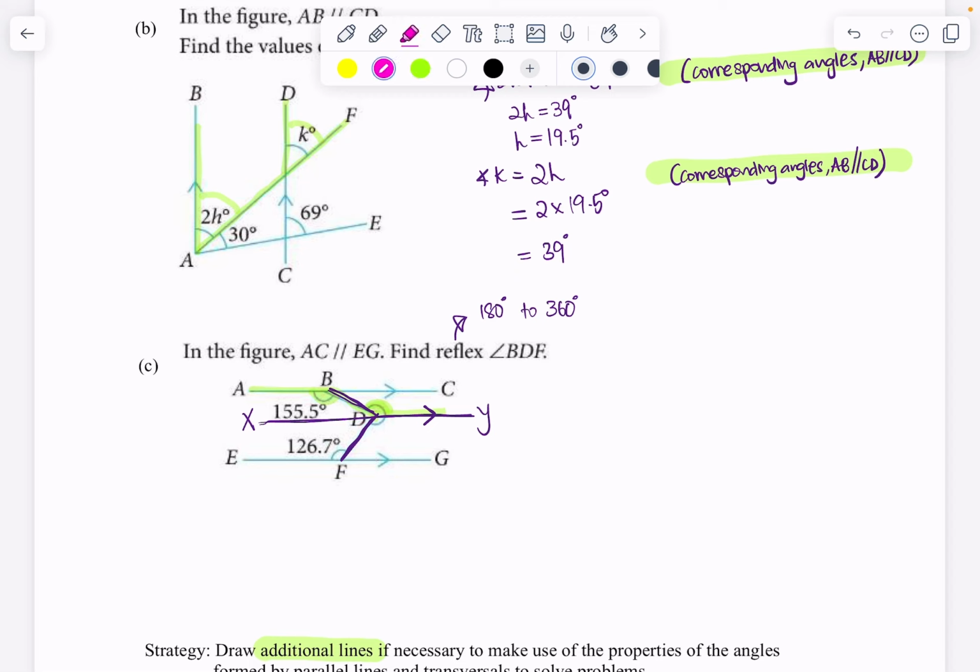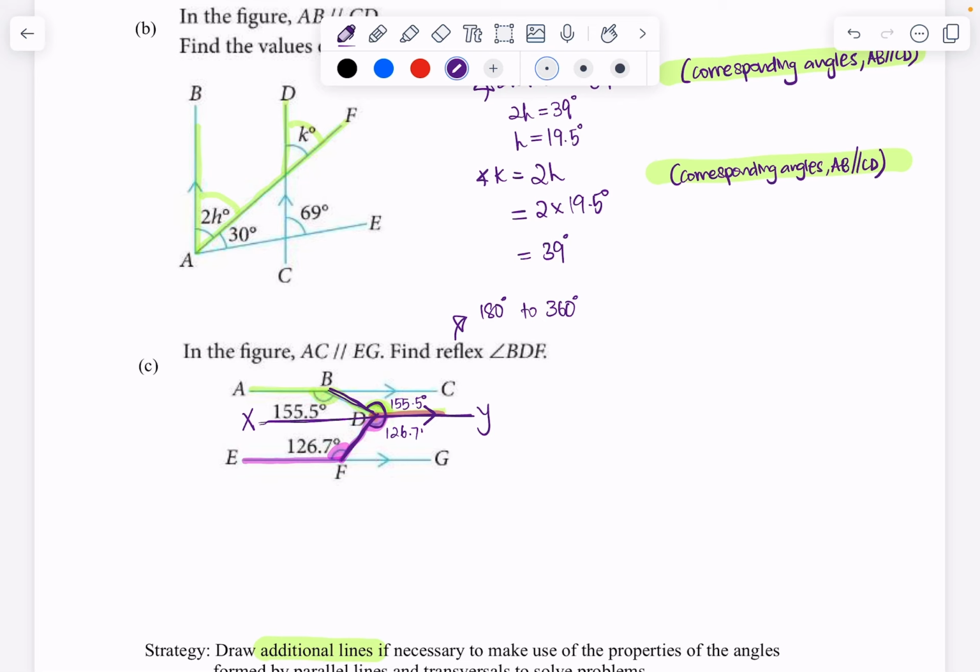Similarly, if I look at the parallel lines EG and XY, you can see that this angle and this angle will be the same. So this means I can find the little angle here would be 126.7. Just now this was 155.5. And BDF is basically just the sum of these two angles.